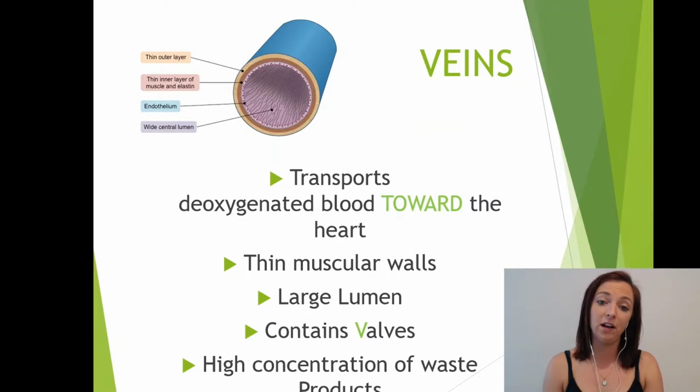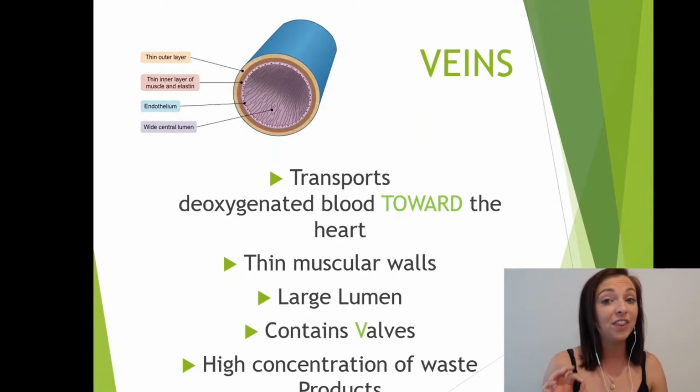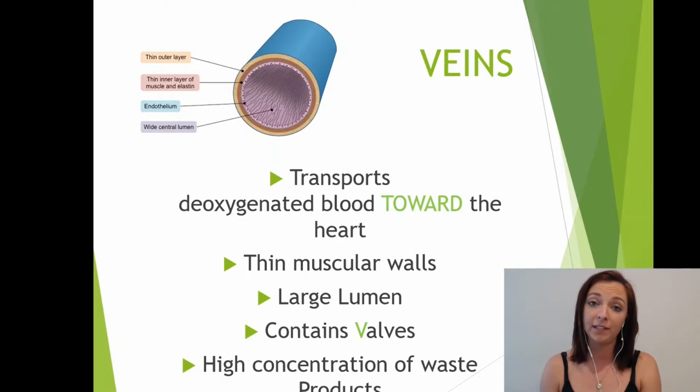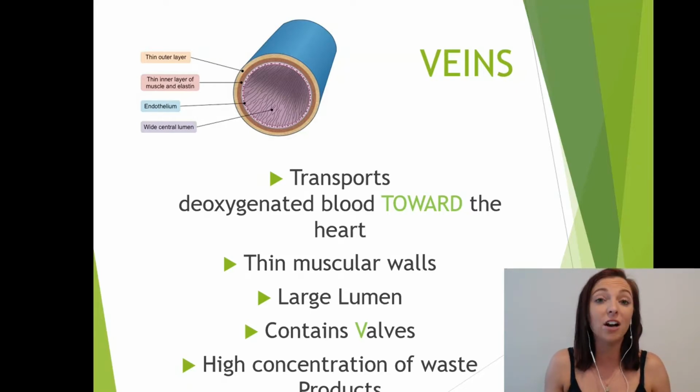Veins transport deoxygenated blood toward the heart. They have a thin muscular wall, and we spoke about that a second ago when we were talking about structure and function. They have a large lumen, and they do contain valves. So V for veins, V for valves. There's also a high concentration of waste products because it's deoxygenated blood.